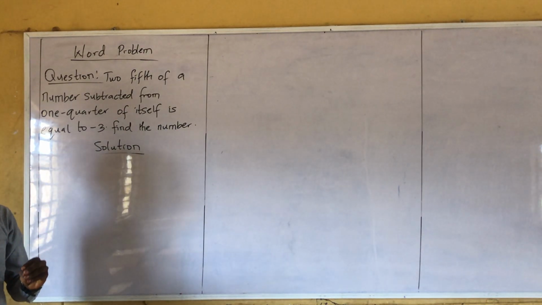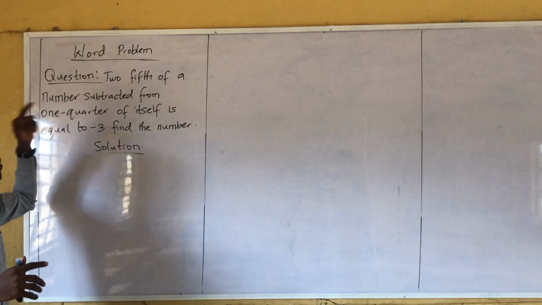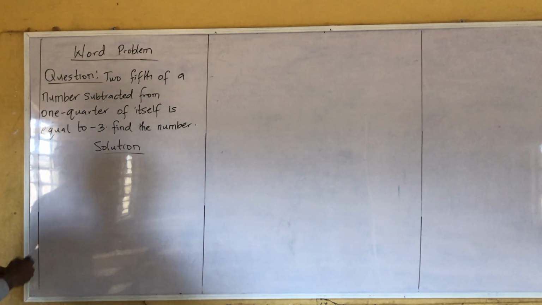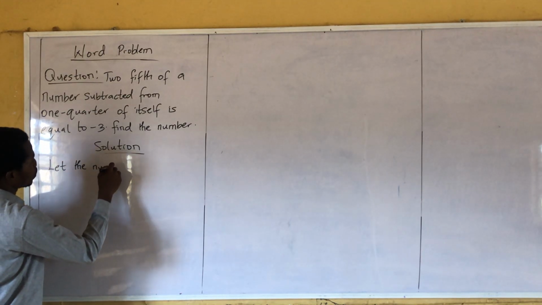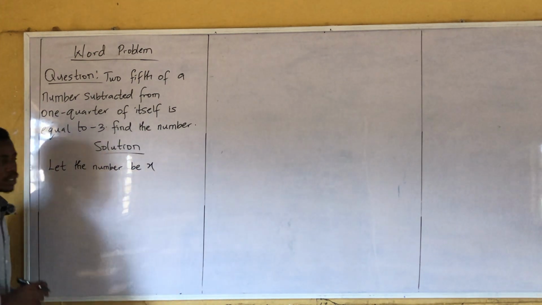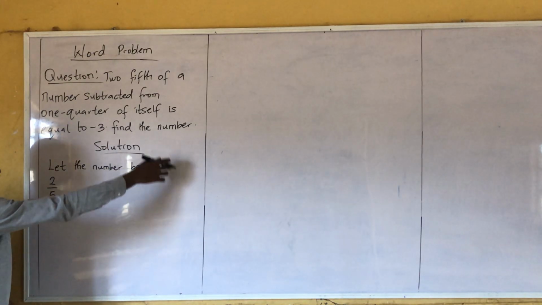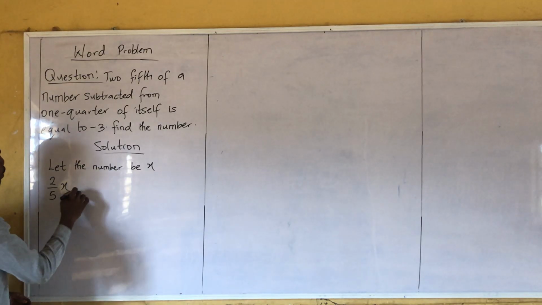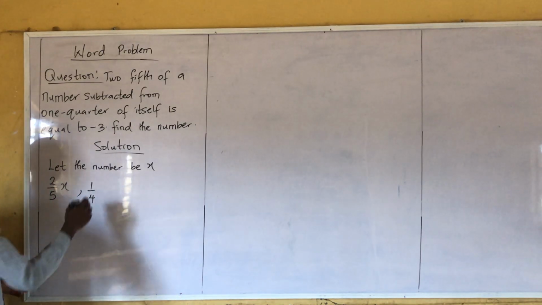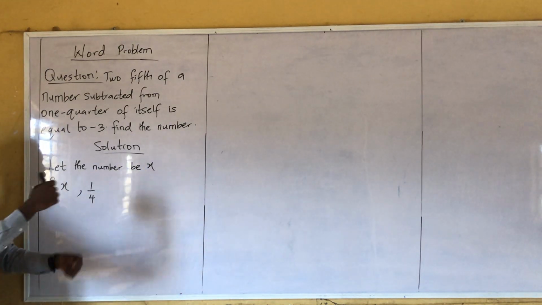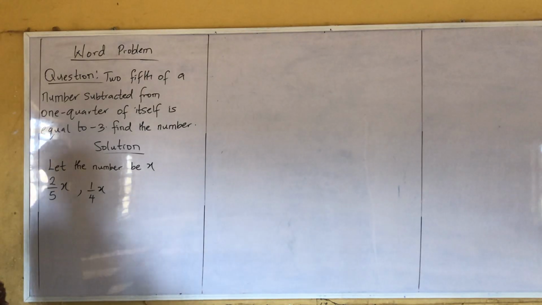Now, mathematically, we know that we represent an unknown number by X, since they said 2/5 of a number, but we do not know the number. So the first thing we're going to say here is: let the number be X. And then the next thing we're going to take note of is 2/5 of the number, which is the unknown number X. Then also we take note of 1/4. 1/4 means 1/4 of itself, that is, of that same number, which is X.